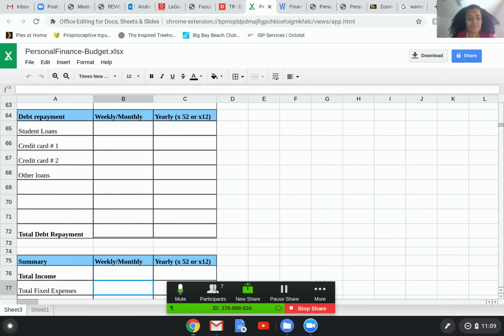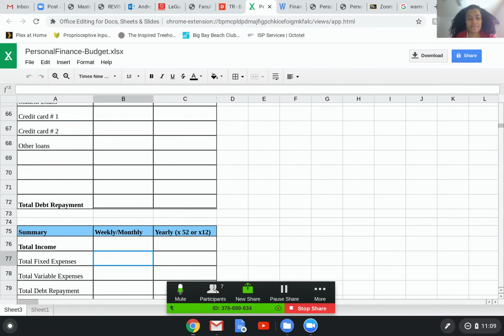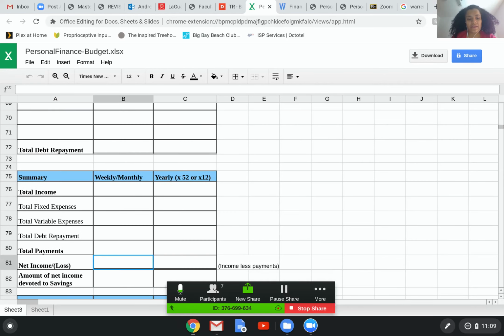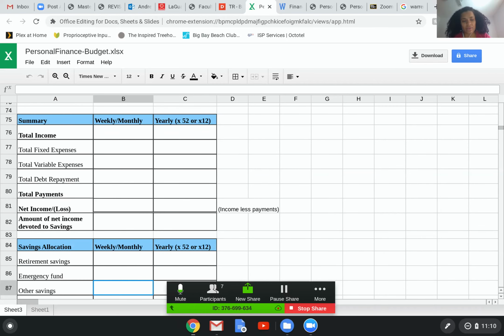You add those in as well. And then the bottom summary here, this is your total income, however much that is, total fixed and variable expenses, and your total debt repayments. Then it will tell you how much you have left over, or maybe you're overspending more than you're actually bringing in.